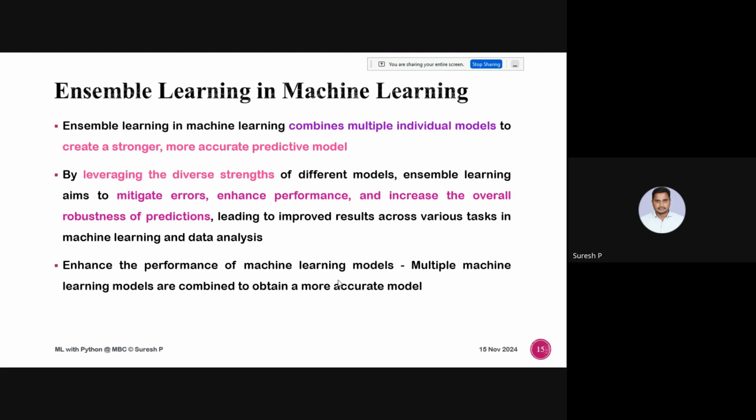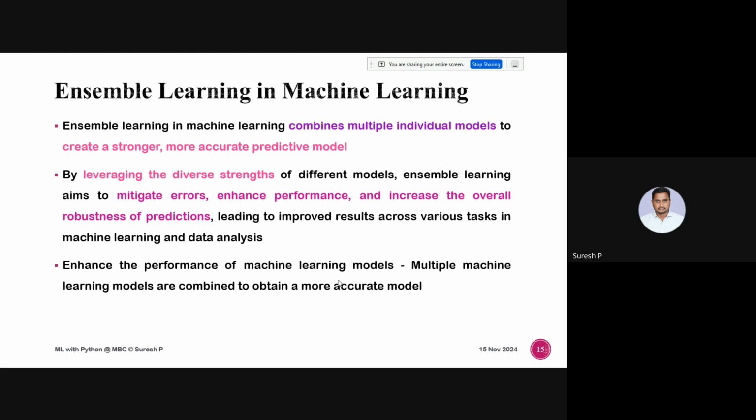That is, by implementing only one model, we will not take the decision. By implementing multiple models on the same data set or with a different data set, we will generate a stronger and more accurate predictive model. So that's the concept behind the ensemble machine learning model. In ensemble learning, it will combine multiple individual models to create a stronger and more accurate predictive model.